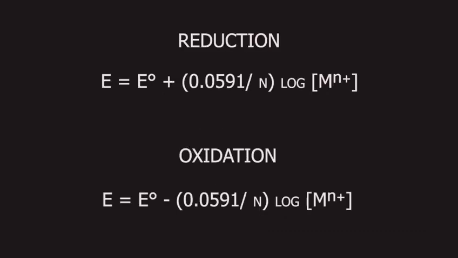Now let's look at the two important equations derived from the Nernst equation, the oxidation and reduction half reactions. For the reduction half reaction, E reduction equals E naught plus 0.0591 divided by n times the logarithm of the concentration of Mn+ ions. For the oxidation half reaction, E oxidation equals E naught minus 0.0591 divided by n times the logarithm of the concentration of Mn+ ions.